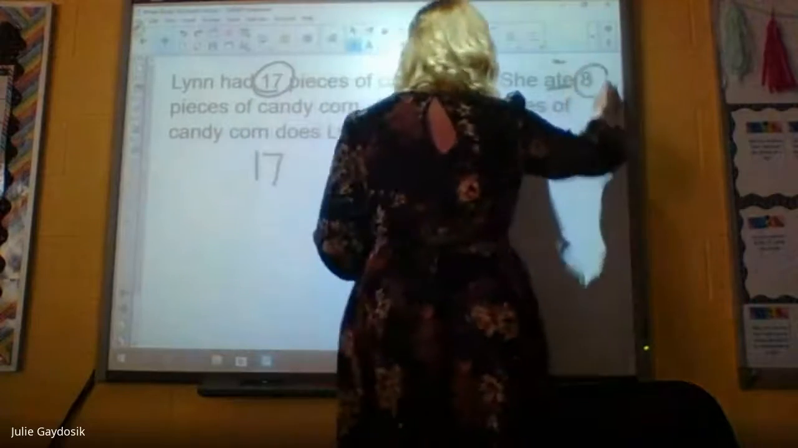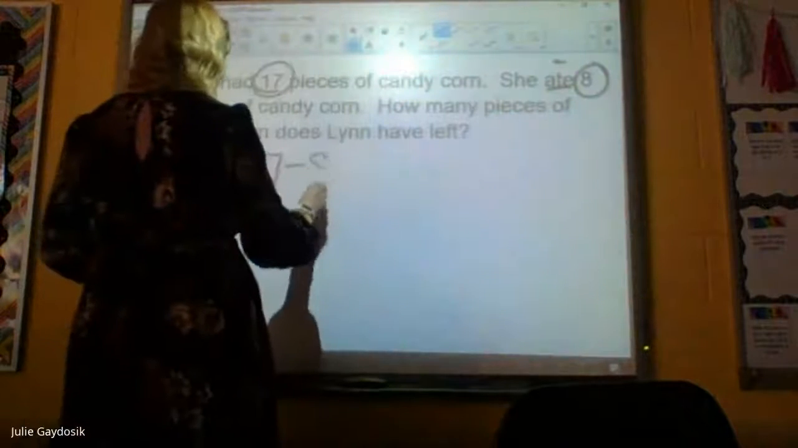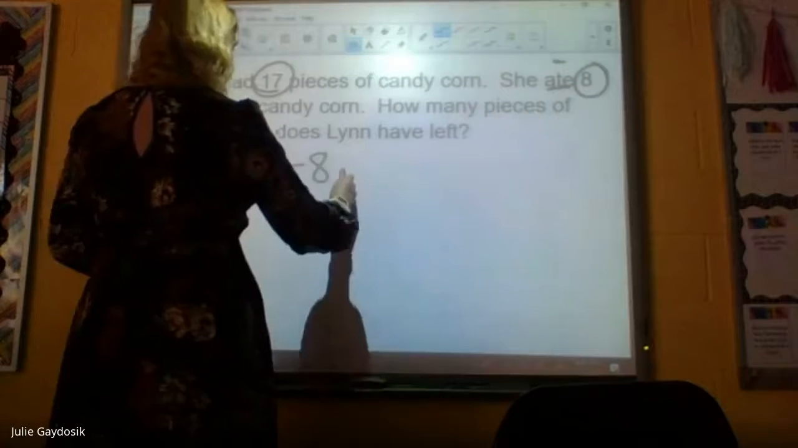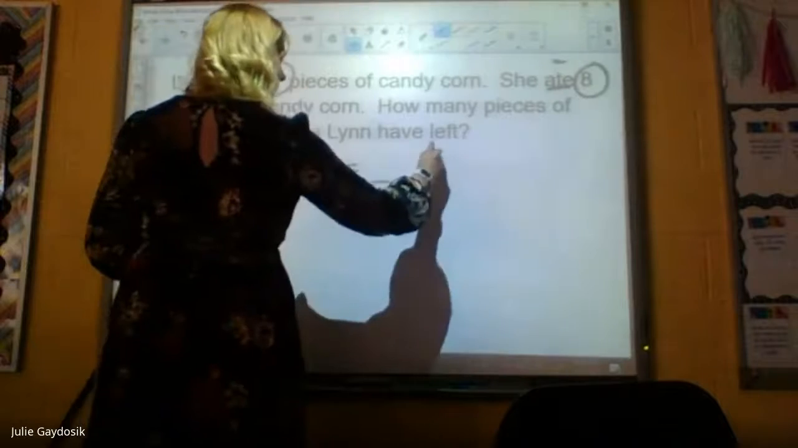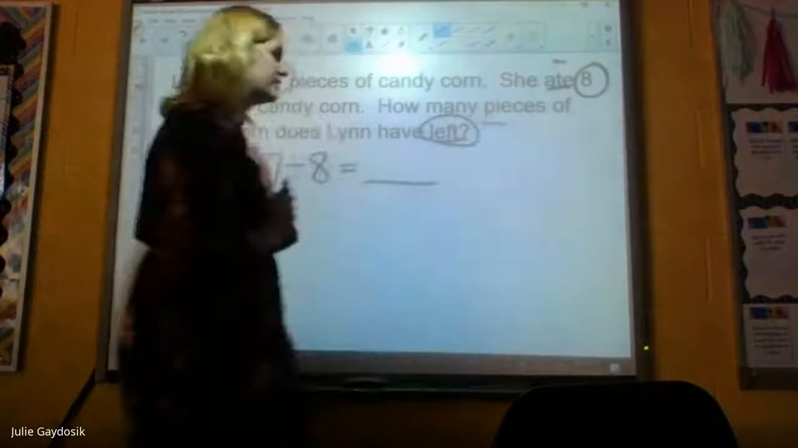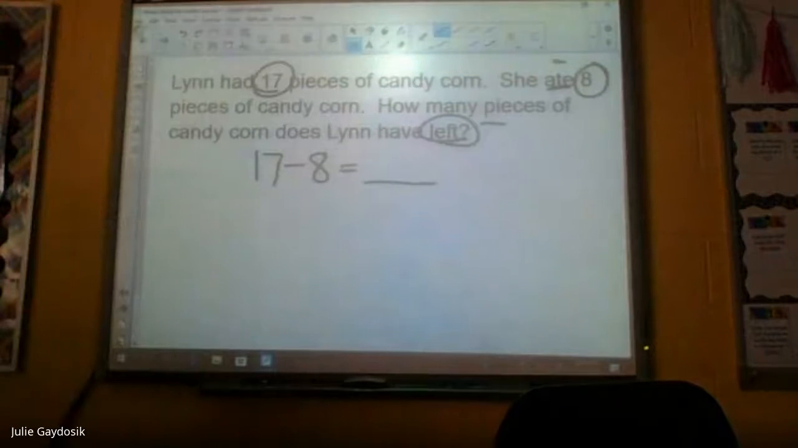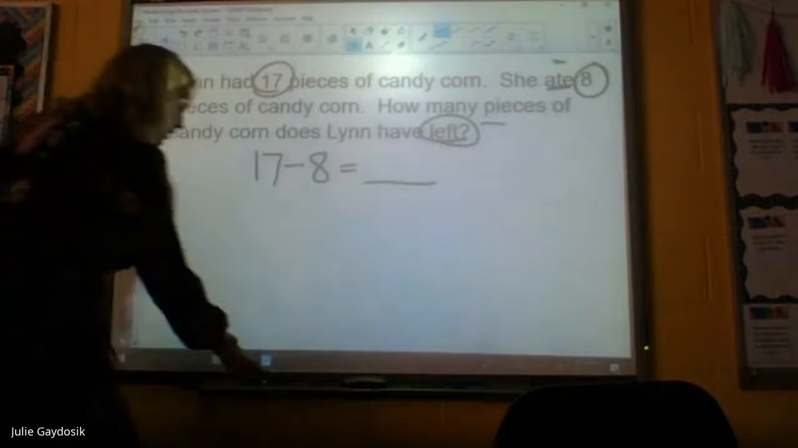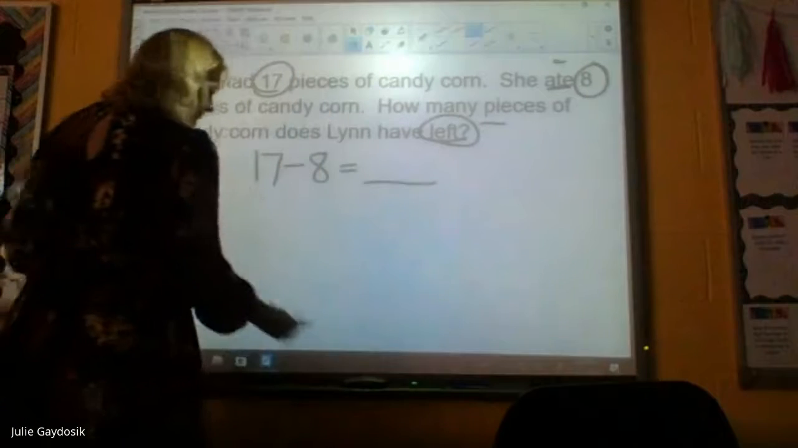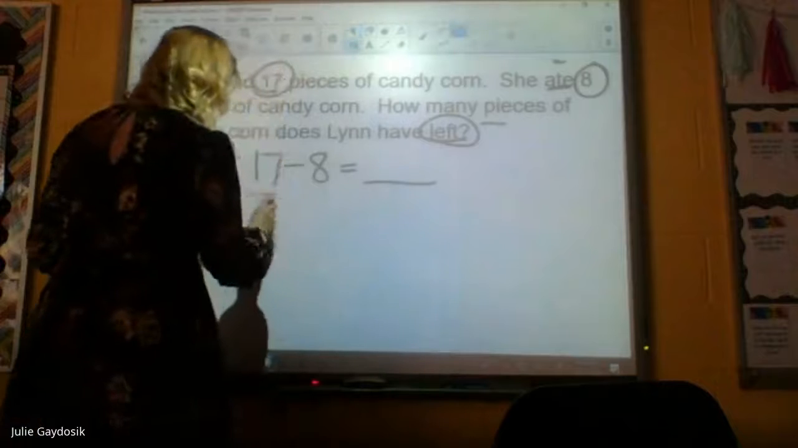She ate 8 pieces, right? We want to know how many she has left. Another symbol of subtraction. How many does she have left? So for this problem, oops, sorry.